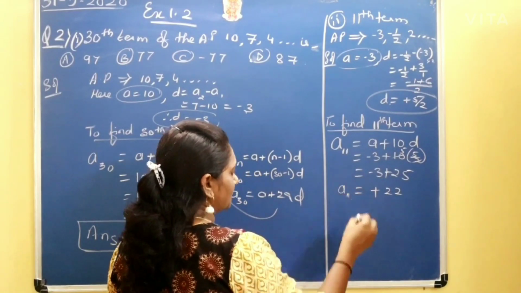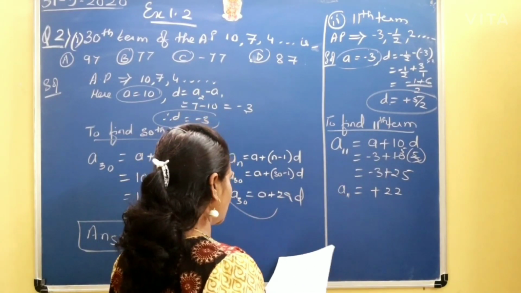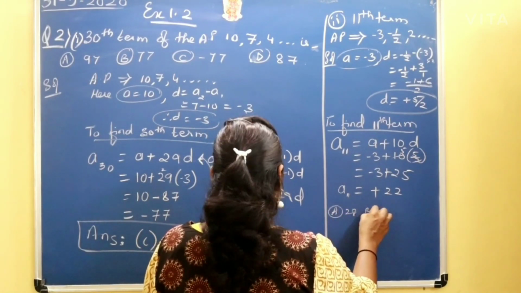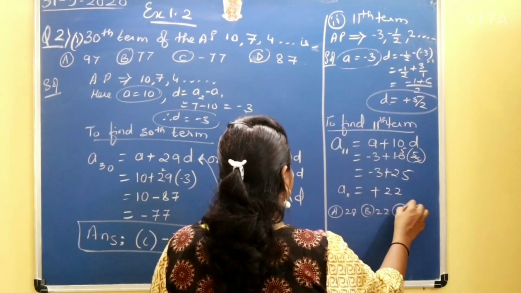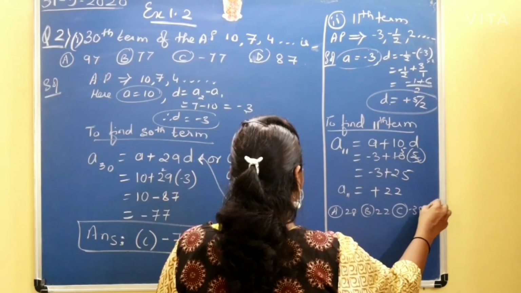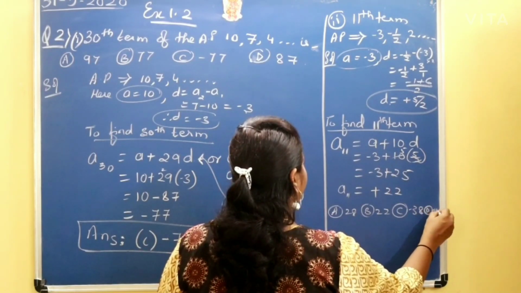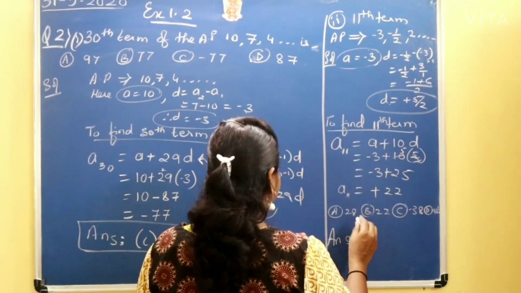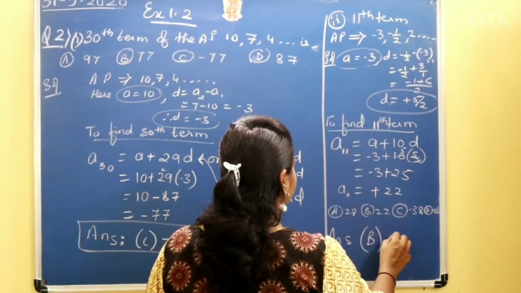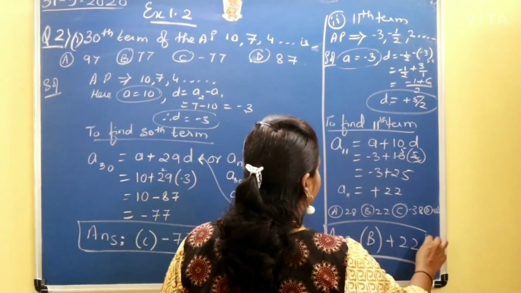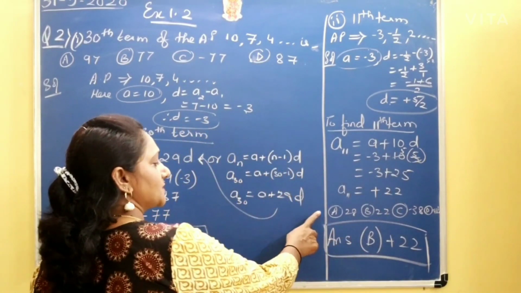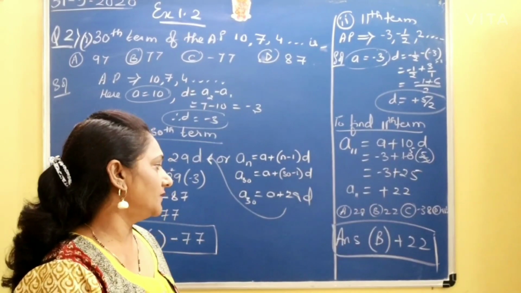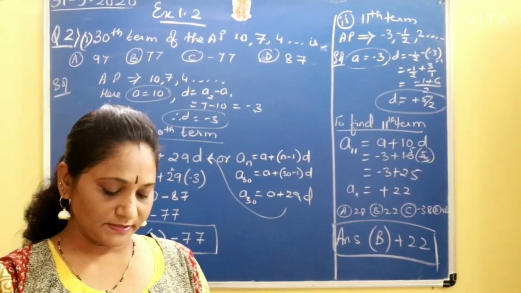You have been given the options. The A option is 28, B option is 22, C option is minus 38, D option is minus 48 1 by 2. So your answer will be B, plus 22. These are the 4 options which are given. You have to choose the correct option and your option will be B, plus 22.